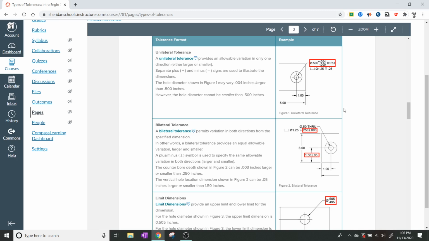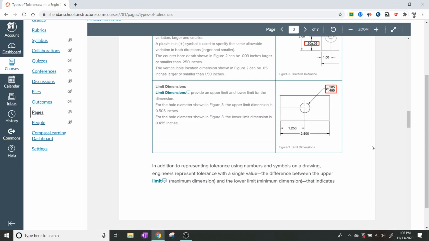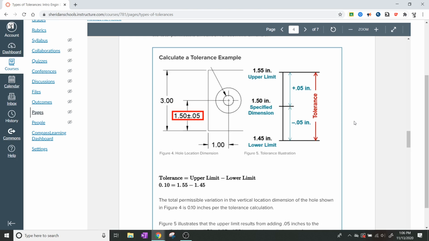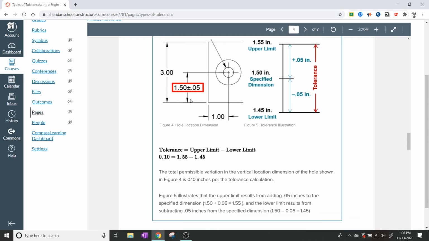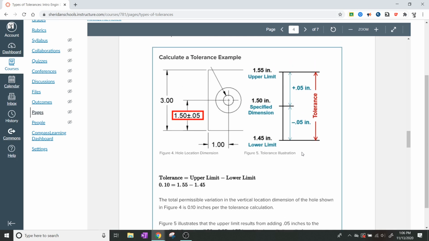These are normally used whenever you're trying to take things and fit them together. Here's a couple of examples. If you've got plus or minus 0.05, that's going up 0.05 and going down 0.05. If you're trying to calculate the limit, that would be 1.55 because you're adding those. The other one would be 1.45, because it would be 1.5 minus 0.05, which comes out to 1.45. So finding the upper limit and the lower limit is pretty much just addition and subtraction, so the math behind it isn't super difficult.